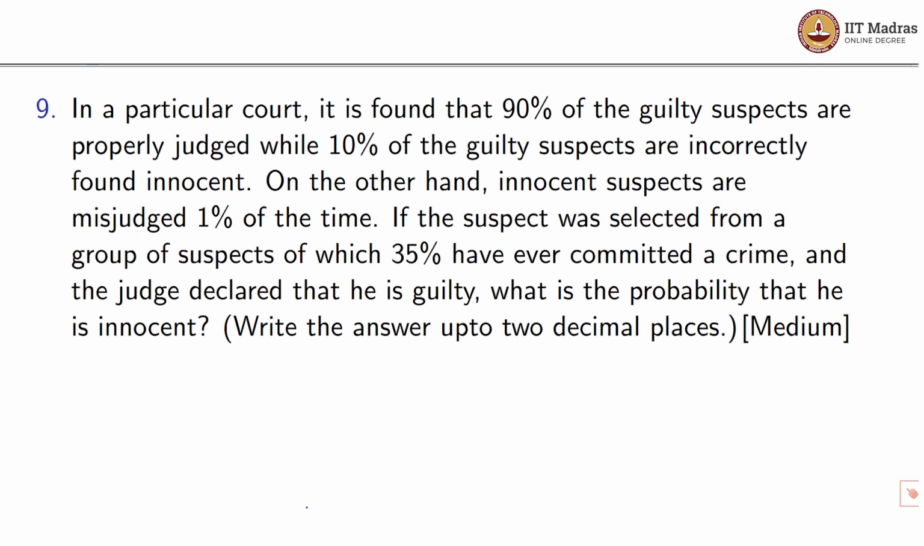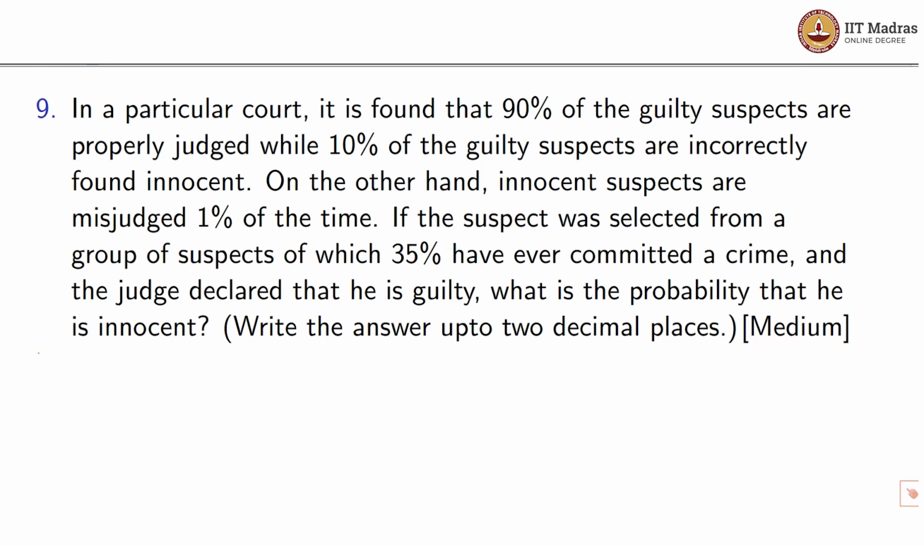Question number 9. In a particular court, it is found that 90% of the guilty suspects are properly judged, while 10% of the guilty suspects are incorrectly found innocent. On the other hand, innocent suspects are misjudged 1% of the time. If the suspect was selected from a group of suspects of which 30% have ever committed a crime, and the judge declared that he is guilty, then what is the probability that he is innocent?